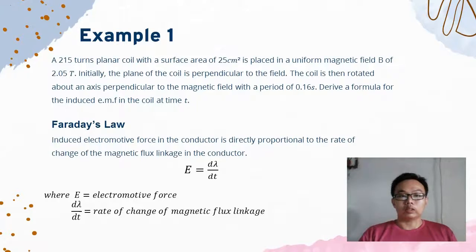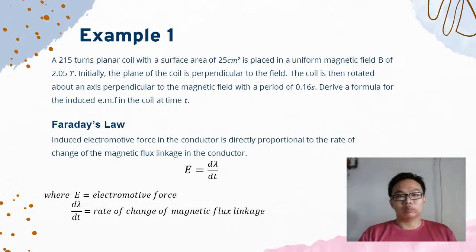Example 1. A 215-turn planar coil with a surface area of 25 cm² is placed in a uniform magnetic field B of 2.05 Tesla. Initially, the plane of the coil is perpendicular to the field. The coil is then rotated about an axis perpendicular to the magnetic field with a period of 0.16 seconds. We need to derive a formula for the induced EMF in the coil at time t.